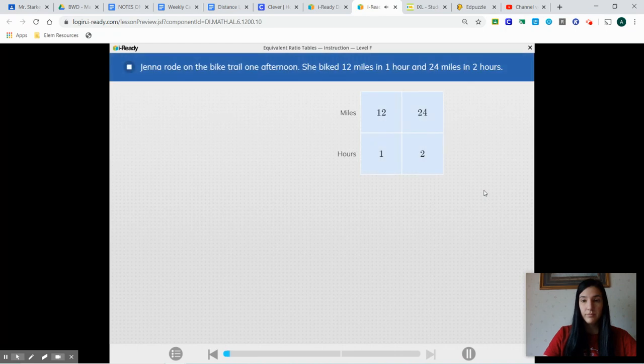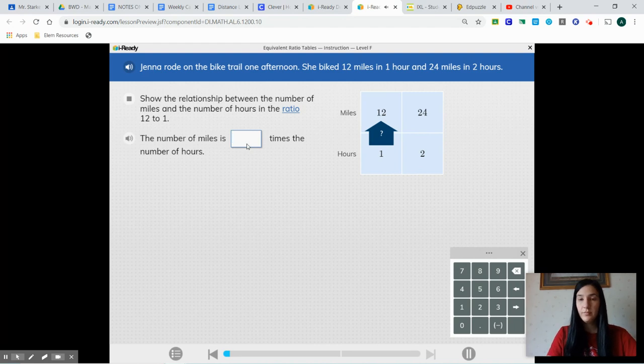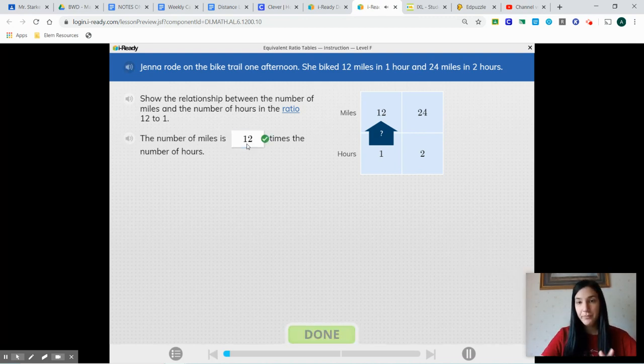Jenna rode on the bike trail one afternoon. She biked 12 miles in 1 hour and 24 miles in 2 hours. Show the relationship between the number of hours and the number of miles in the ratio 12 to 1. Okay, so we want to see how many times we're going to multiply to get from 1 to 12. We know that that's 12, so we're going to type in 12 here.